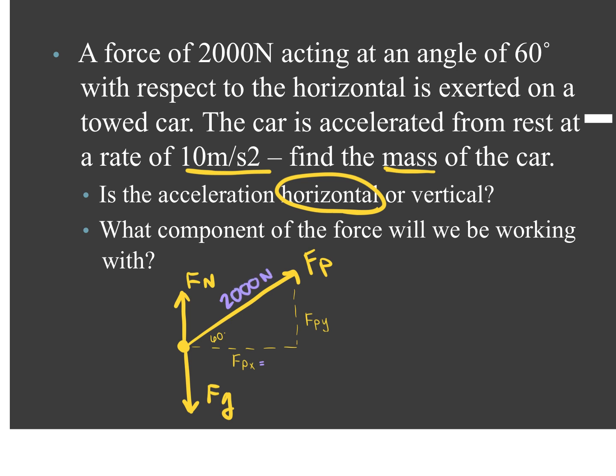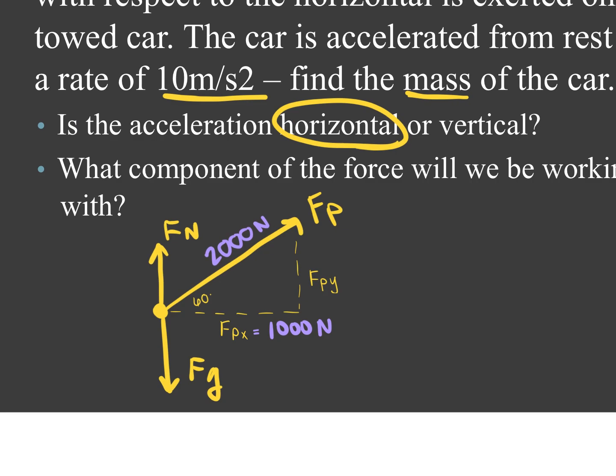So I would take 2,000 times cosine of 60, and I get 1,000 newtons as the component of that force. We agree there? Right, that's the X component. And so if I look at my situation here, I only have one force acting in the horizontal direction. So I need to set up my net force equation as force pull X, because this is my only horizontal force here. And I could write in a minus 0, so I know I kind of thought about the fact there's nothing opposing that, but I don't have to write that in.